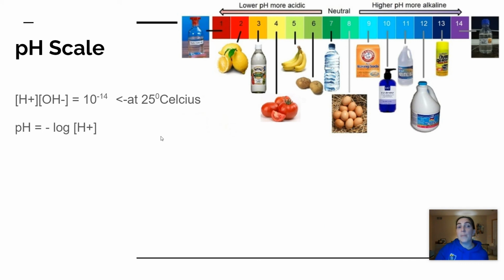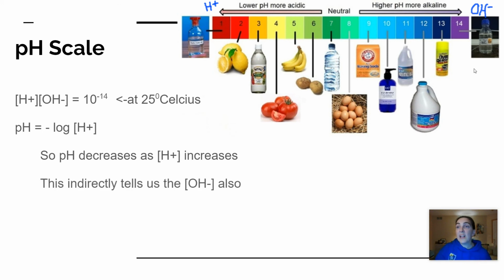So it's really measuring the amount of hydrogen that's there. As pH decreases, the hydrogen ions increase. You can see the scale here ranges from 1 through 14. A lower pH means it's more acidic, which means there's more hydrogen ions, those H+, than there are hydroxides at that end of the scale. The other end then has an increased concentration of hydroxides relative to the hydrogens. So we can calculate both of those numbers if we wanted to using this equation.